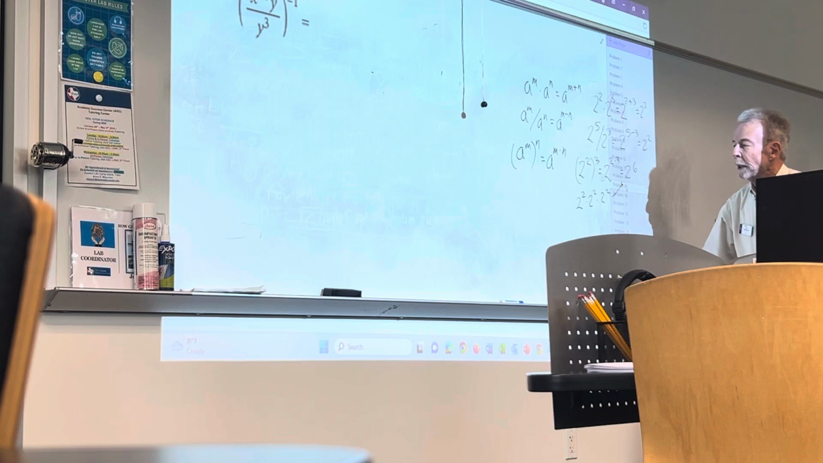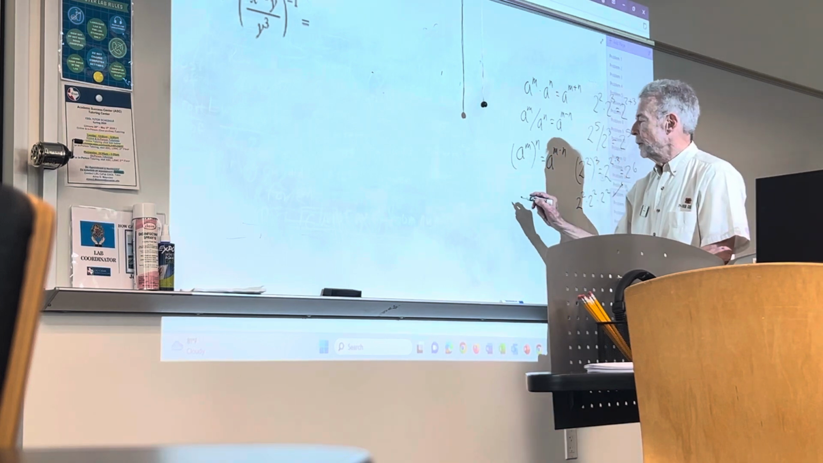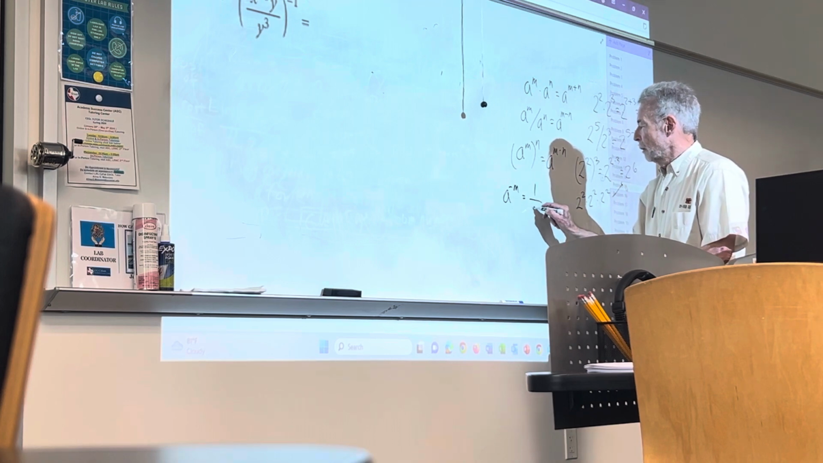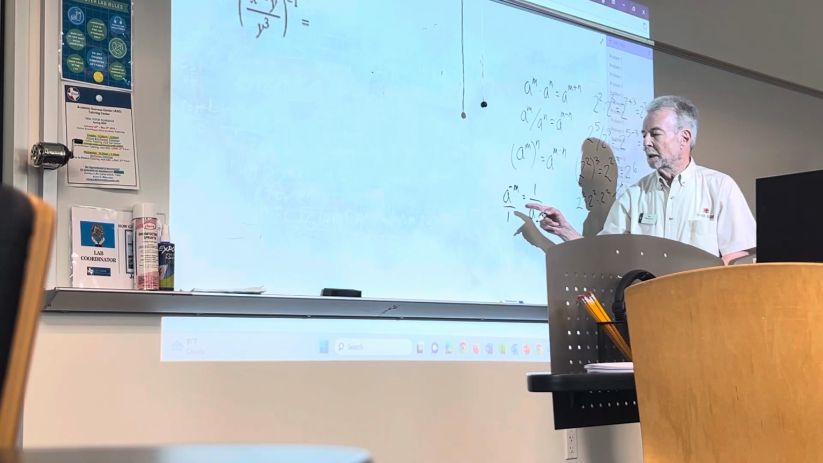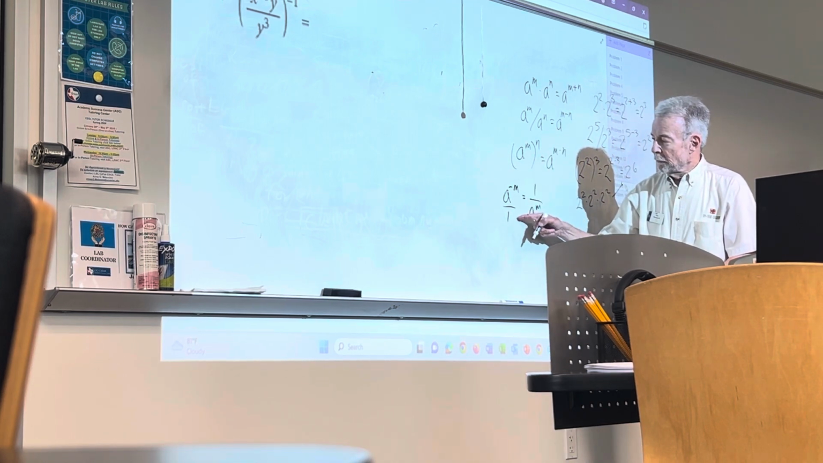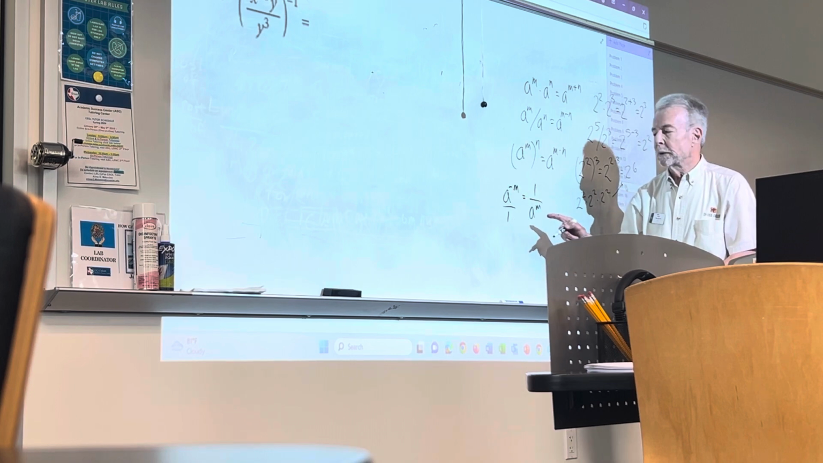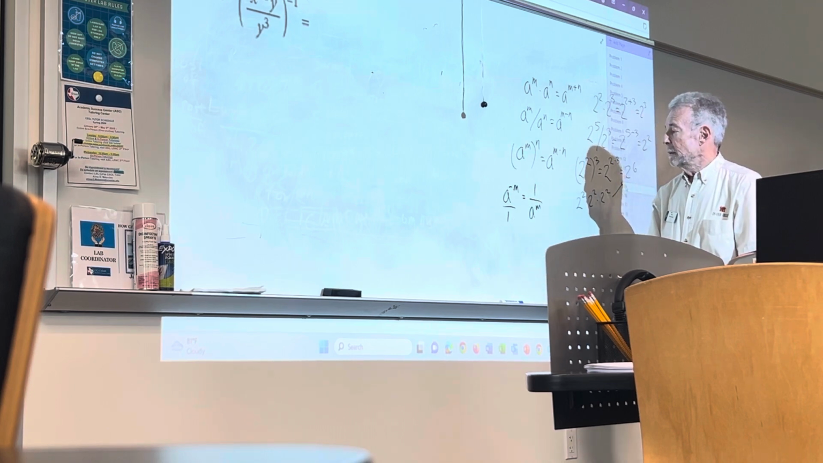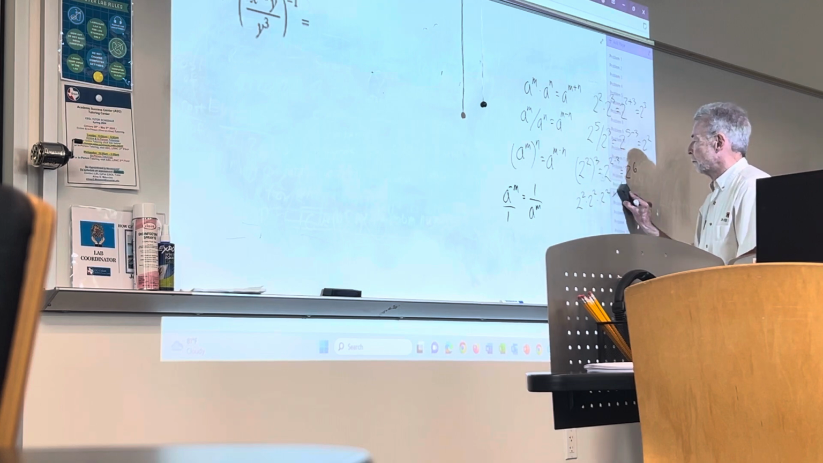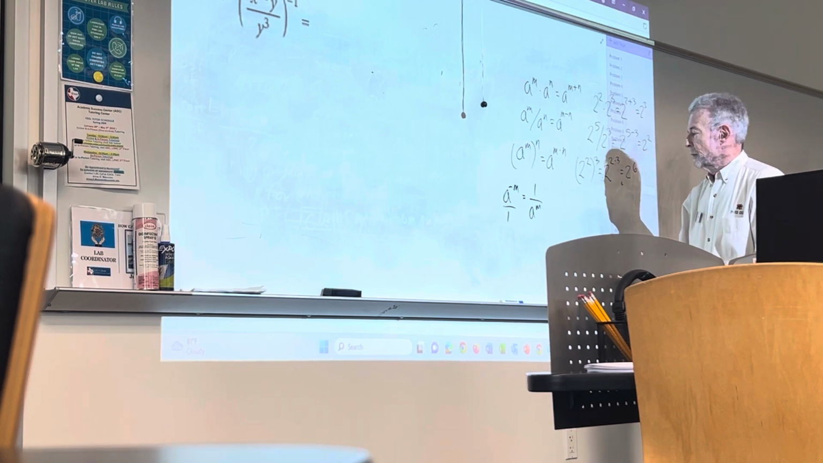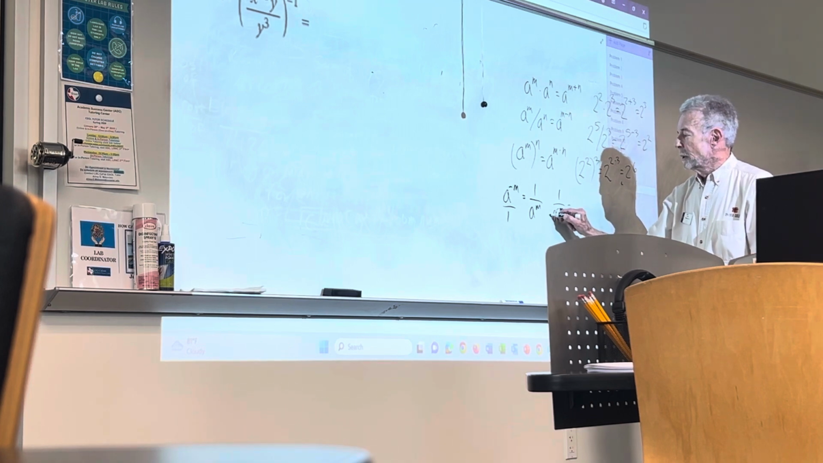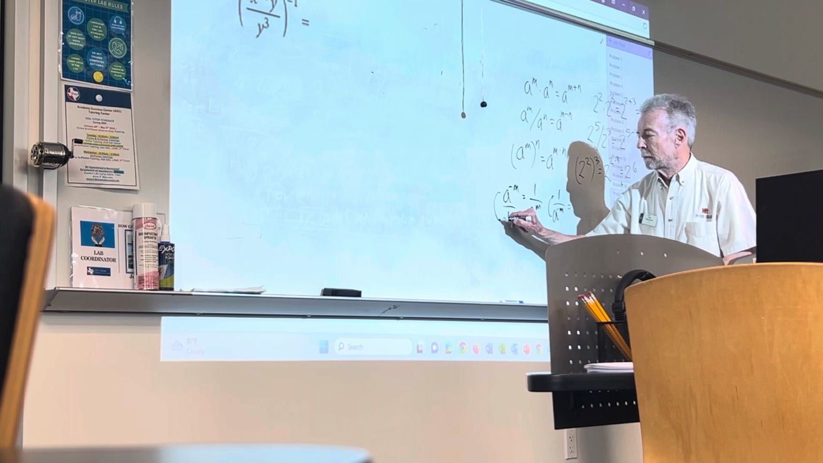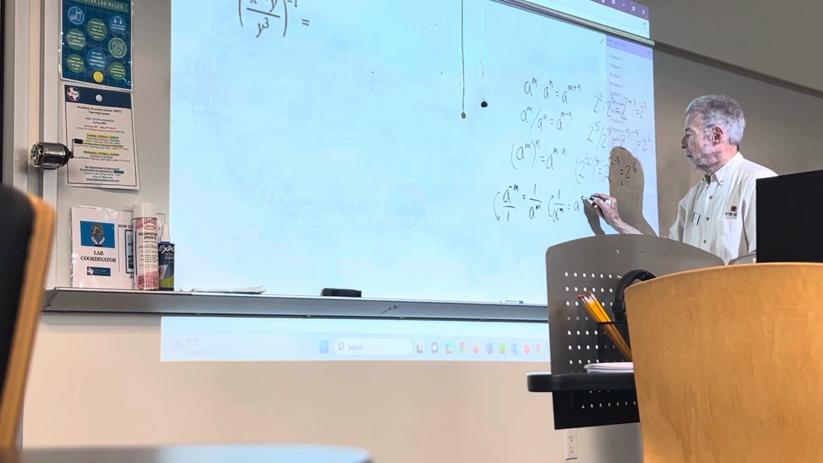Let's see. Another one here is we have negative exponents. A to the minus m. If you push it across the fraction bar, I'm going to call this the fraction bar, the sign changes from positive to negative. And then the same thing is true if I go the other way. If I say it's 1 over a to the minus m, and if I push this up, then that gives you a to the plus m.